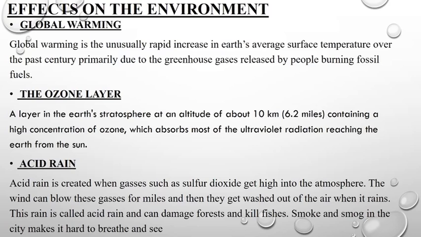And then the third point is acid rain, the effect of air pollution on the environment. It causes acid rain. We say acid rain is created when gases such as sulfur dioxide get high into the atmosphere. The wind can blow these gases for miles and then they get washed out of the air when it rains. This rain is called acid rain and it can damage forests and kill fishes. Smoke and smog in the city makes it hard to breathe and see.